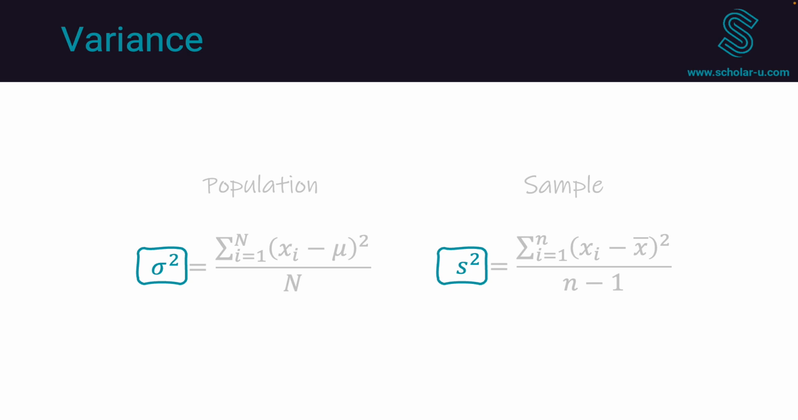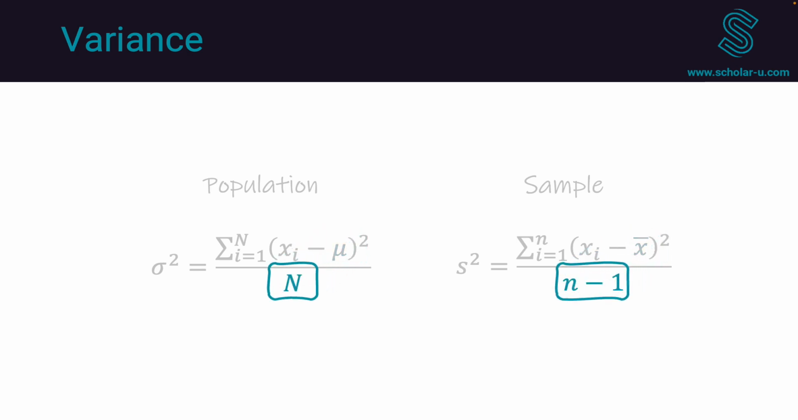uses s squared. For the population equation, the sum encompasses all data points in the population, denoted by an uppercase N, compared to the sample sum, which includes only the number of data points used in the sample, indicated with a lowercase n. The population average is denoted by mu, and for the sample, it is represented by x bar.